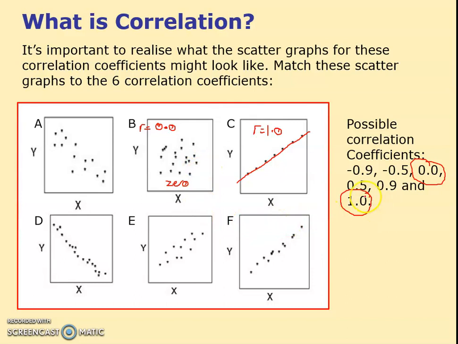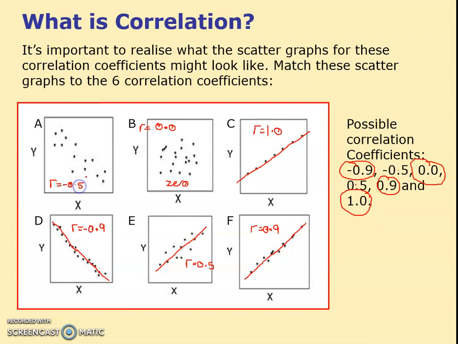What else have we got? We've got a 0.9. Now 0.9 is still positive, it's still going up, it's just not quite so perfect. I think that fits the bill. R equals 0.9. What else we got? We've got a -0.9. Where's that? We need one going down like there. You can see it. It's not perfect. It's not exactly in a perfect straight line, but it's not far off. I reckon that's R equals -0.9. What else we got? Oh, we've got a 0.5 and a -0.5. Well, presumably this is the 0.5. And this one is the -0.5.